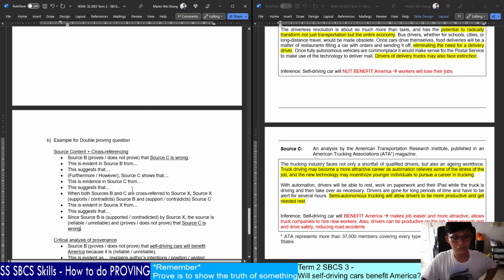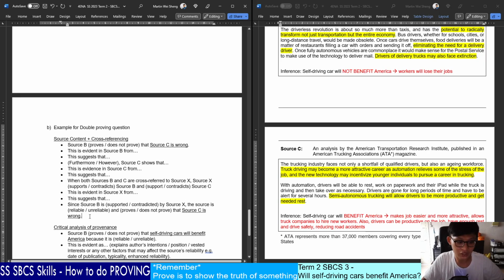So the only difference for a double proving question comes in the middle part over here. You give 1, 2, 3, 4, 5, 6, 7, 8, 9, 10 sentences. In a double proving question, you would have 10 sentences. Let me recap once again to clarify it. You'll start off: source B proves that source C is wrong, depending on whether or not they contradict each other. Then, this is evident in source B from, this suggests that.